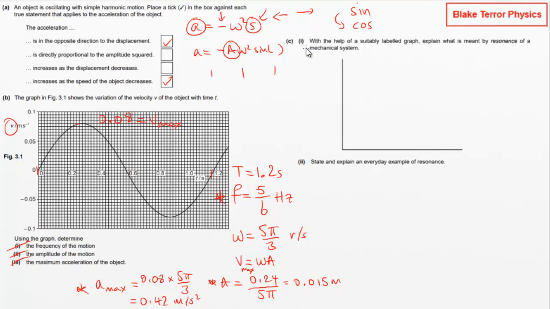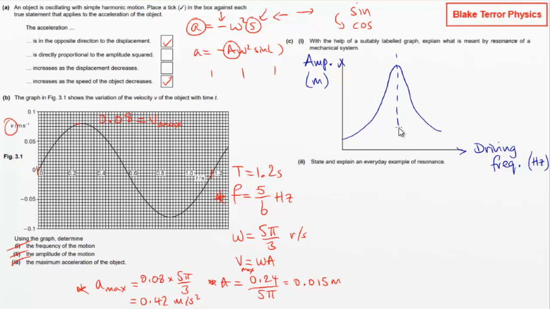Part C, with the help of a suitably labelled graph, explain what is meant by resonance of a mechanical system. Okay, it certainly makes it easier drawing the graph. So let's draw in, we know we're going to have some kind of peak amplitude going on here. We've got on the x-axis, this is driving frequency. So let's label that on, and that's going to be in hertz. You might as well put the units. This is going to be amplitude in meters or centimeters or whatever, anything that's got some kind of length on it.